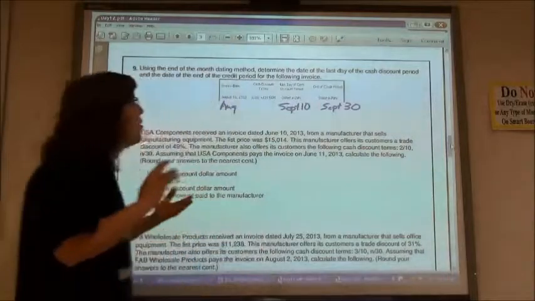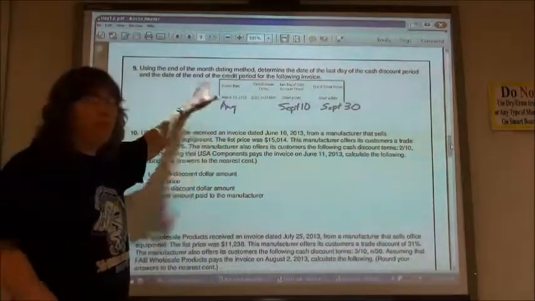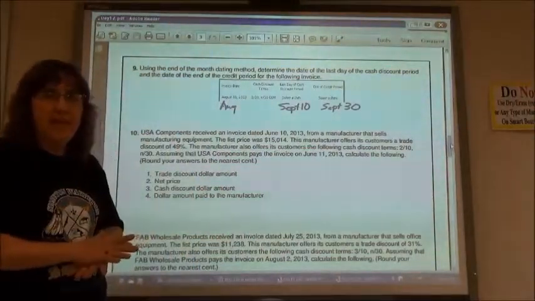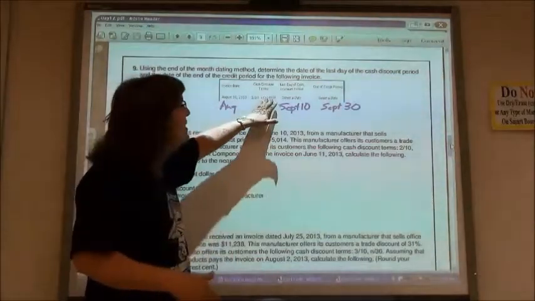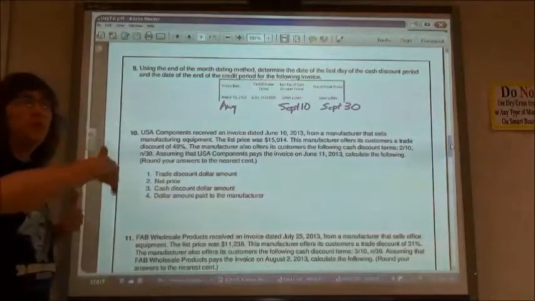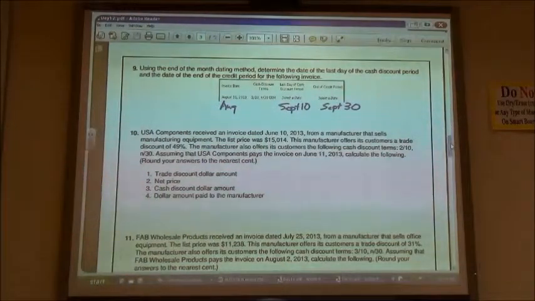So we had ordinary dating where we went from the invoice date. We had receipt of goods dating where we went from the receipt of date or goods date, and then we had the end of the month dating where they pay so many days after the end of the month.